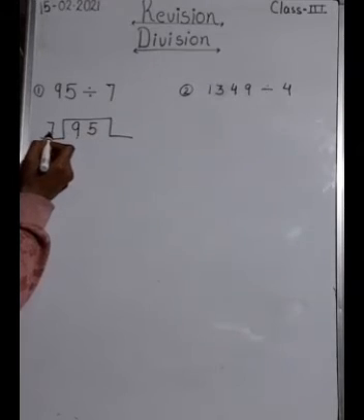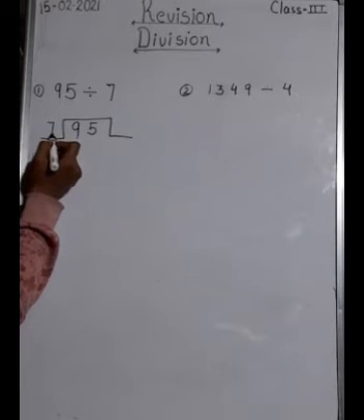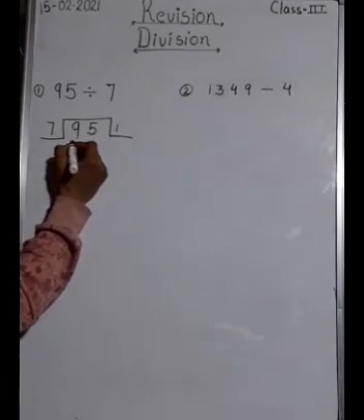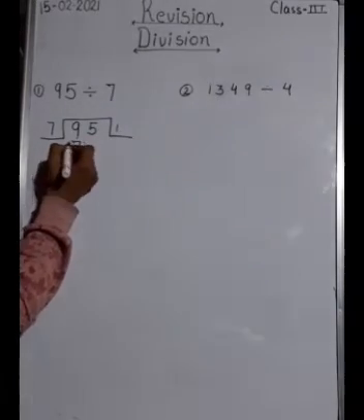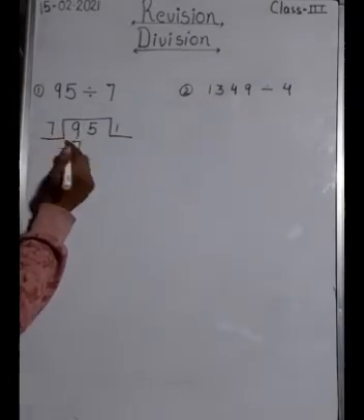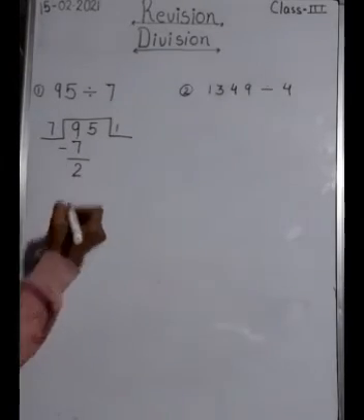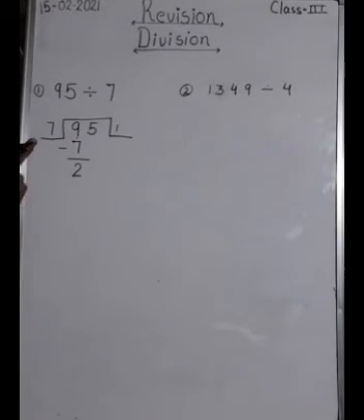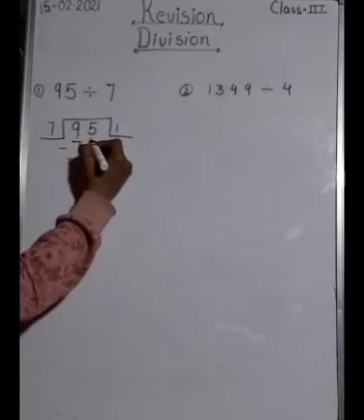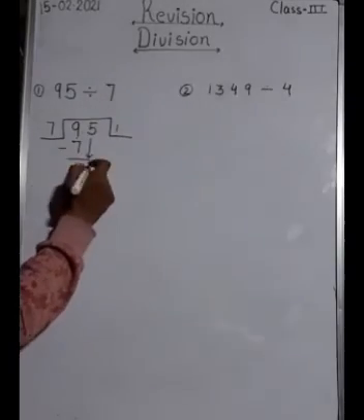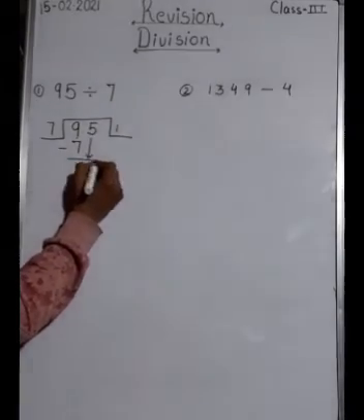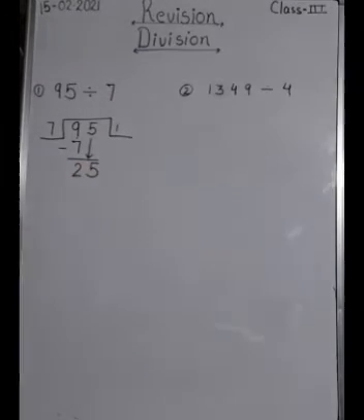Okay. So you can see that 9 is bigger than 7. So you can do 7 ones are 7 and then you have to subtract. So 9 minus 7 will be 2. Clear? Now this 2 is smaller than 7. So what you will do? You will copy this one, the second digit over here. Now it becomes 2 5, 25.